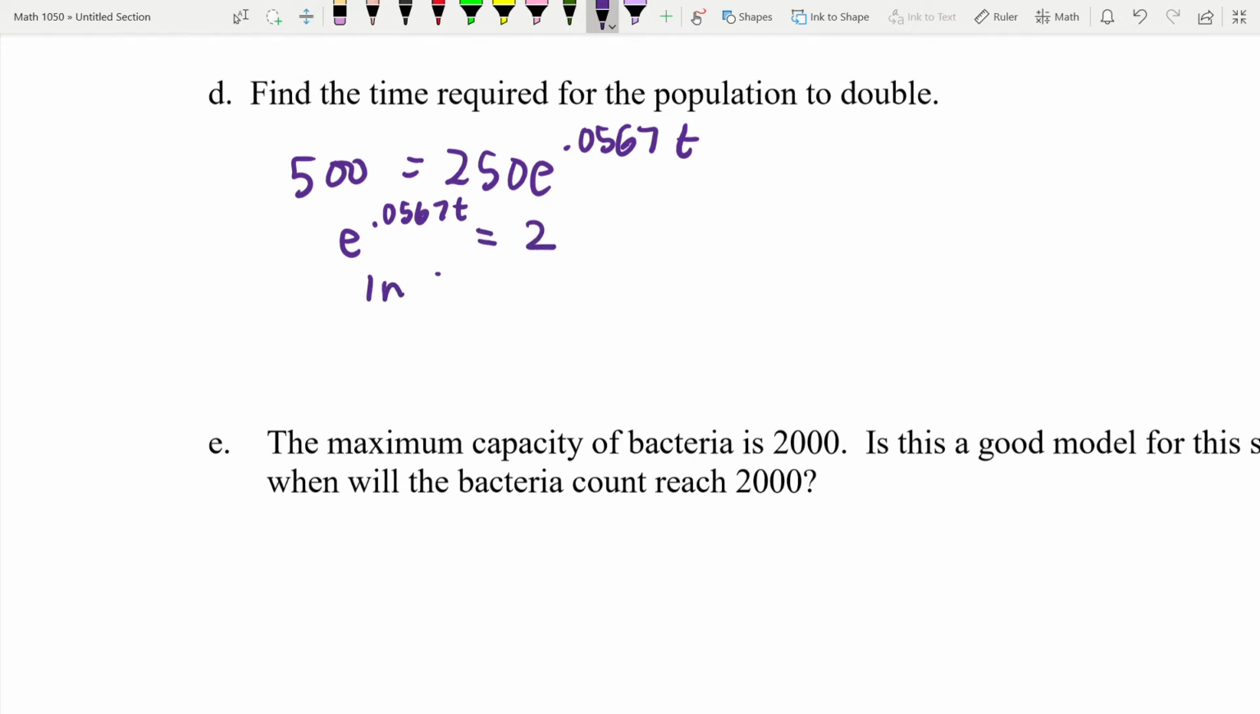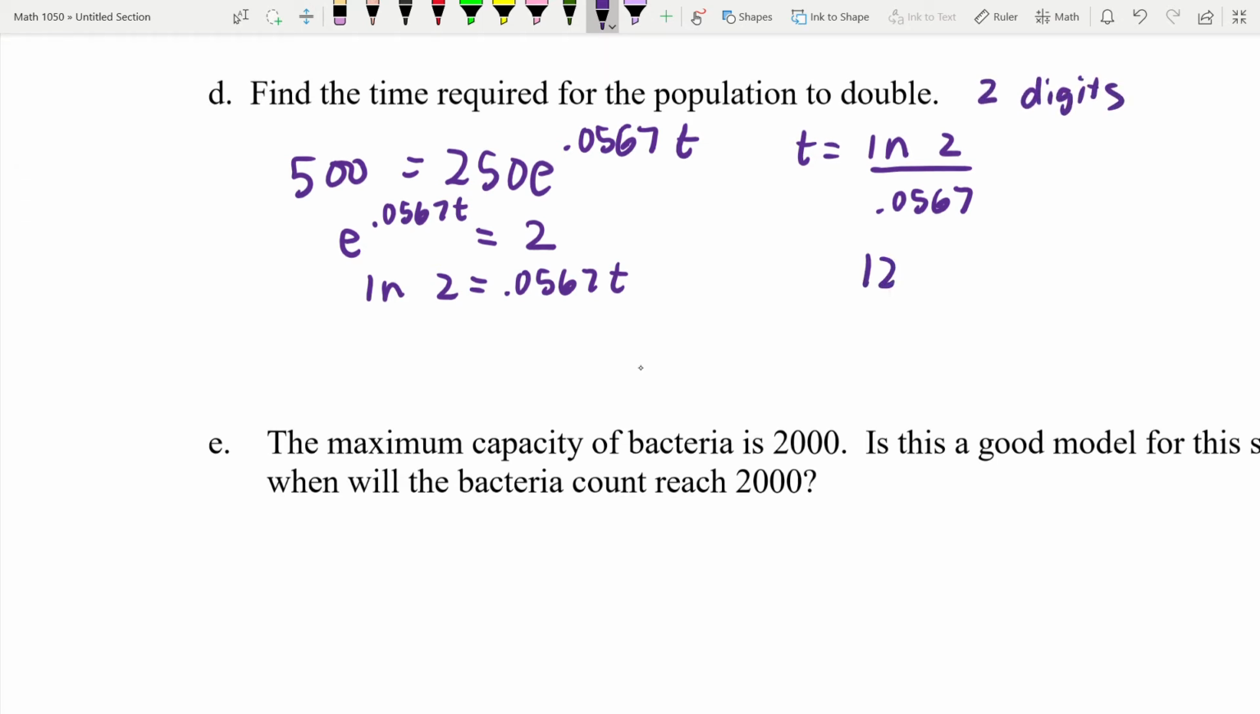Convert it. ln 2 is equal to 0.0567 t. To solve for t, it's ln 2 divided by 0.0567. Do not use 0.0567. You have to hit that memory button. Okay, so everybody go ln 2, close it off, divided by memory, enter, and you get, we'll go 2 digits, 12.23, is it days, everybody? Hours. Hours, thank you.